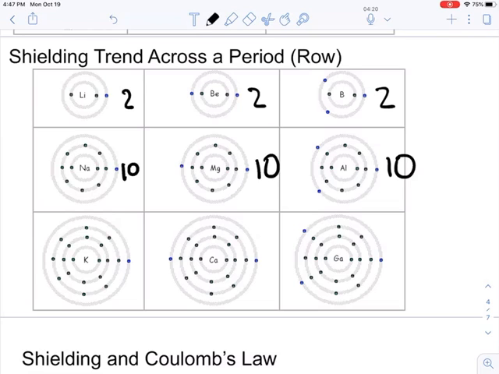Same thing if we move down to period 3. The shielding does not change as we move across this period from left to right. They each have 18 shielding electrons.